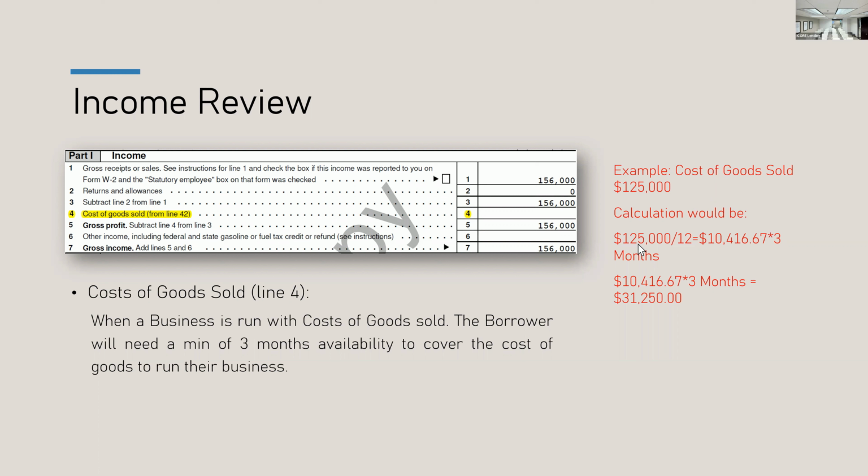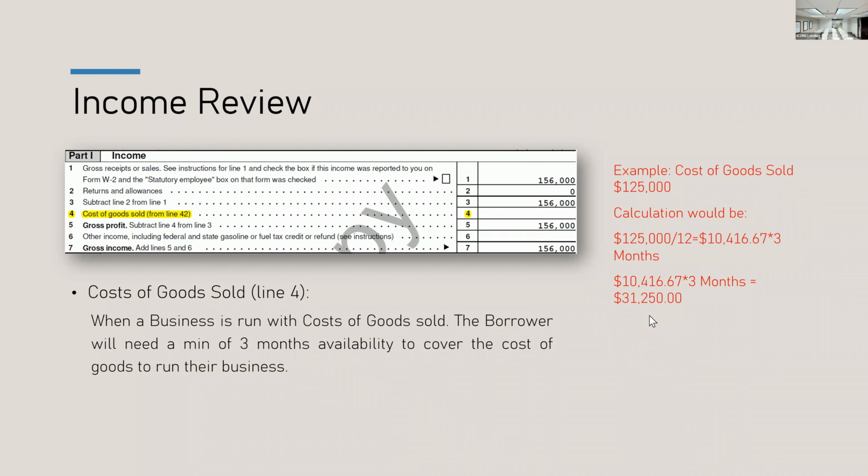So you're going to divide the 125 by 12 months, which will give you $10,416.67. And you will multiply that by 3 months. So their cost of goods is going to be a minimum of $31,250 they need to have to run their business for the next 3 months.